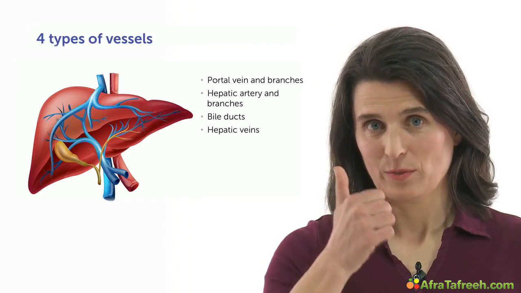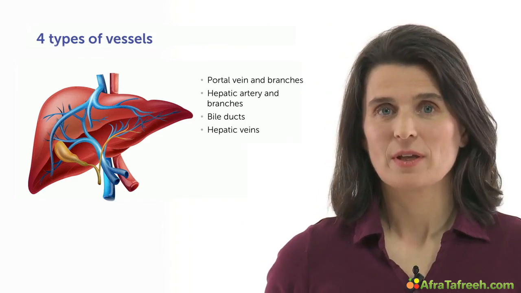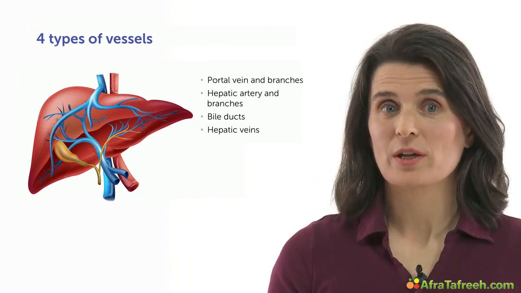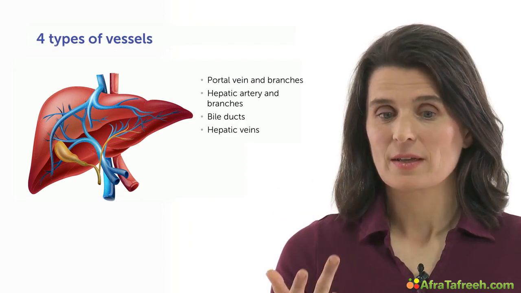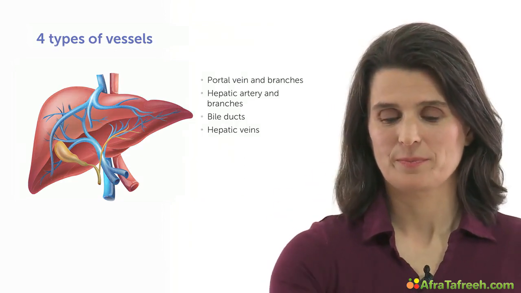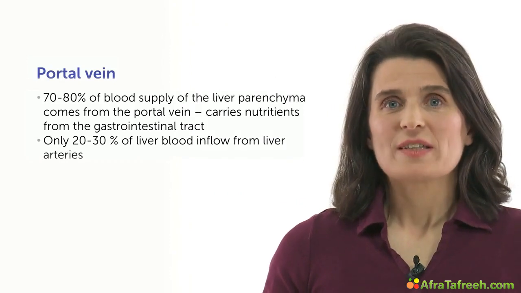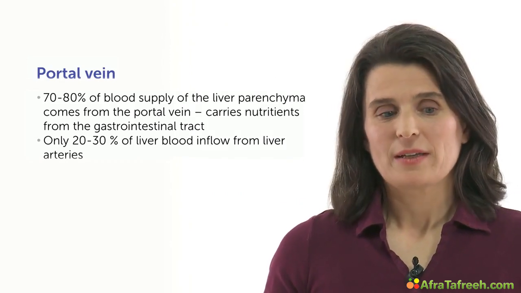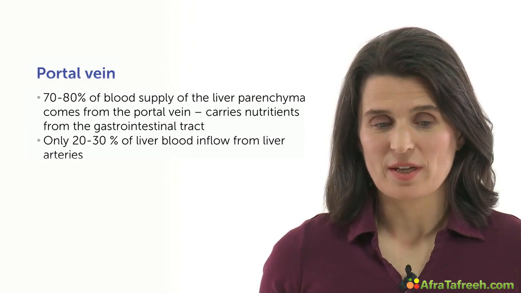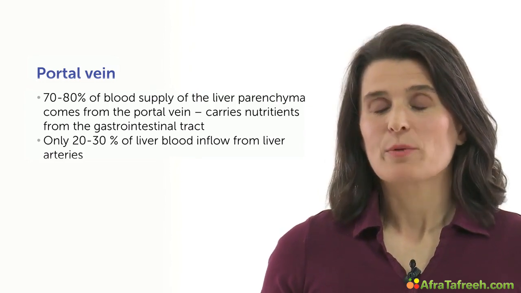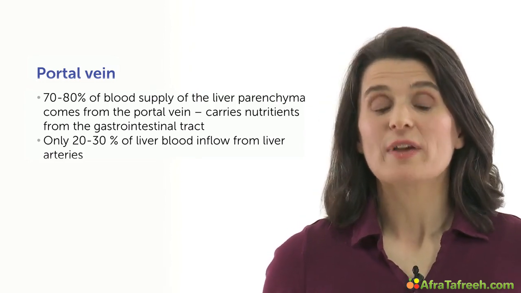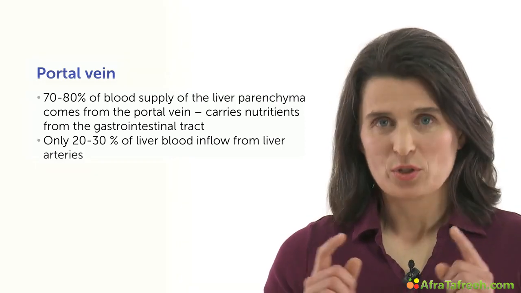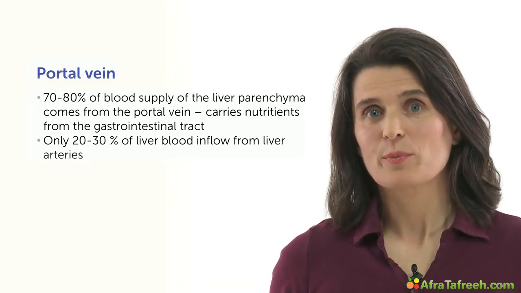A special feature about the liver is that we have got 4 different types of vessel systems in this organ. We got the portal vein and its branches, the hepatic artery and its branches, the bile ducts, and the hepatic veins. What is quite special about liver blood supply is that 70 to 80% of blood supply of the liver parenchyma comes from the portal vein, and only 20 to 30% come from the hepatic artery.